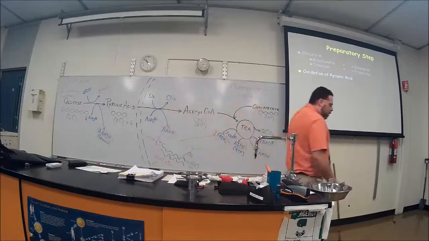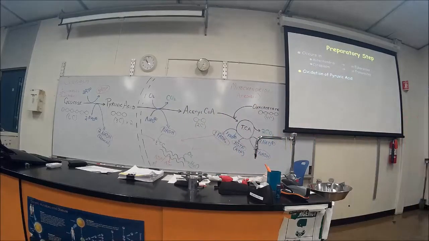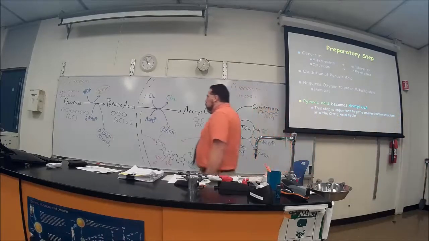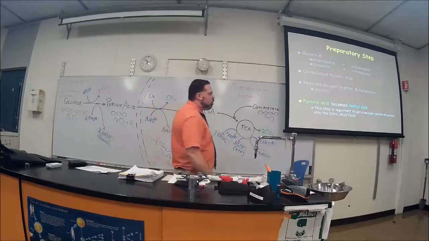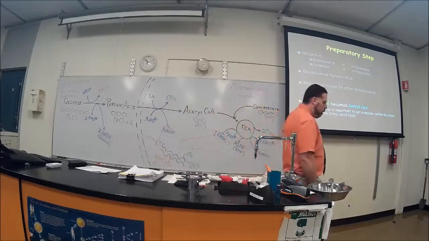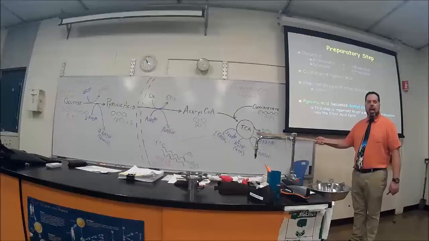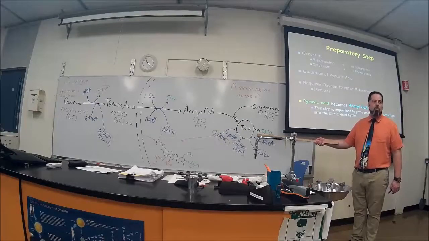So we have to oxidize pyruvic acid. This requires oxygen to enter the mitochondria. So this is an aerobic procedure. The pyruvic acid changes to acetyl-CoA. And this is an important step to enter into the citric acid cycle. We want that citric acid cycle to work, because this is where we're going to get all that energy. That's the big picture.